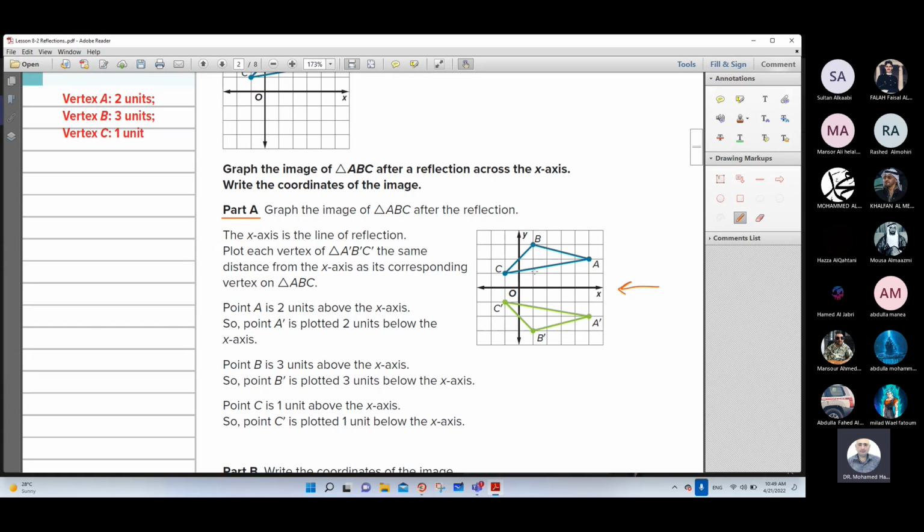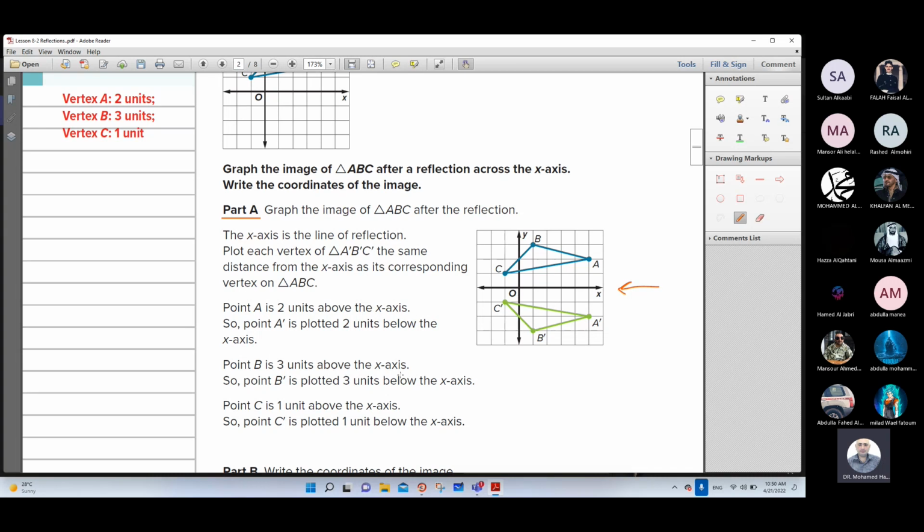Also the same idea here. The distance from B to the x-axis equals the distance from B prime to the x-axis. Also here, the distance from A to the x-axis equals the distance from A prime to the x-axis. So point A is 2 units above the x-axis, as you see here, 1, 2. And point A prime is plotted 2 units below the x-axis. This is 1, 2.